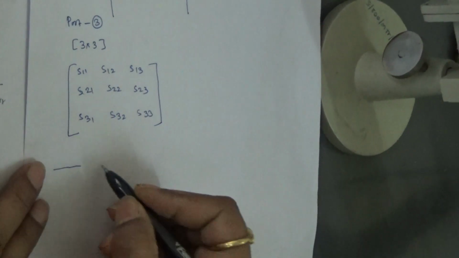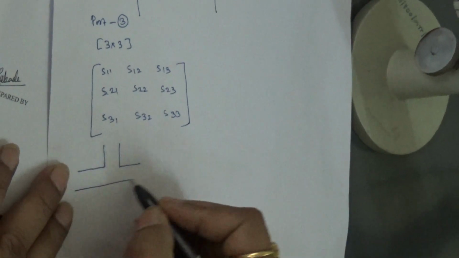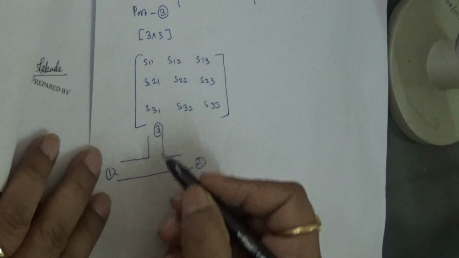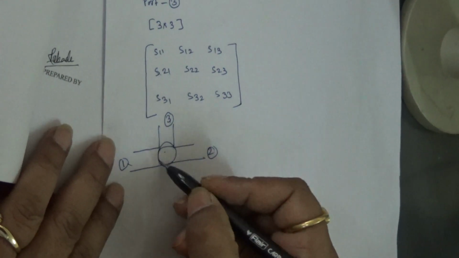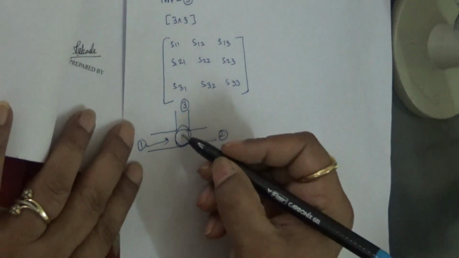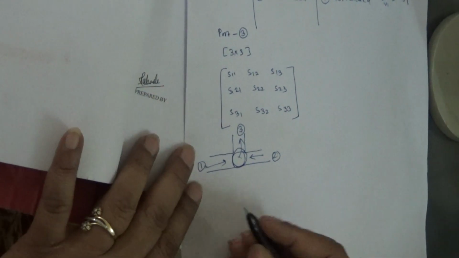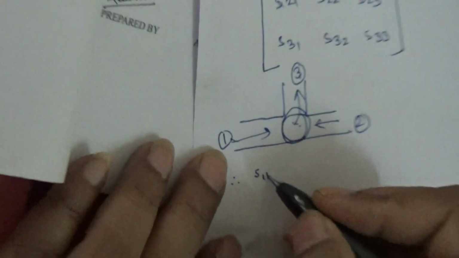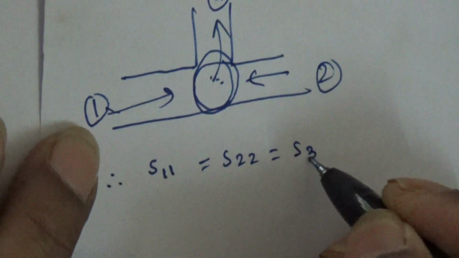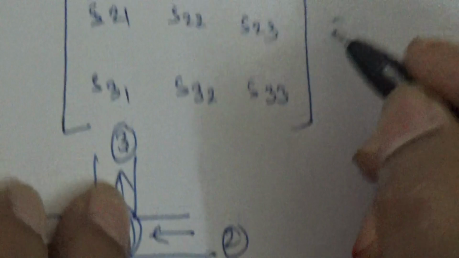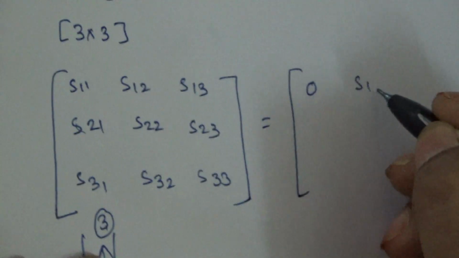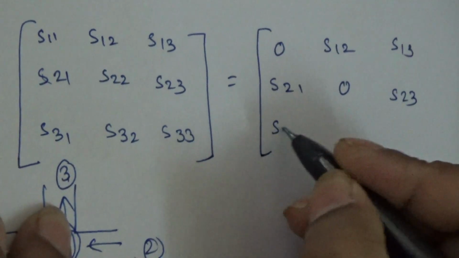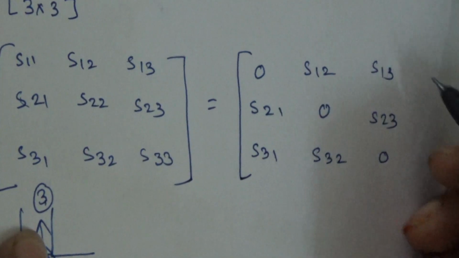This is the E-plane T, with port 1, port 2 and port 3. We consider that all three ports are perfectly matched with this junction, where the signal enters and leaves. If it is perfectly matched, the reflection coefficient is zero, so S11 equals S22 equals S33 equals 0. So your matrix becomes 0, S12, S13, S21, 0, S23, S31, S32 and 0.